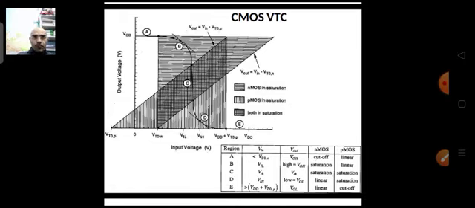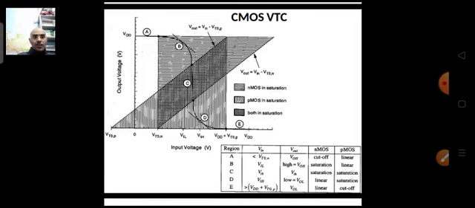starting from VTN till the point where Vout is greater than Vin minus VTN, your NMOS is in saturation. So your NMOS is in saturation in region B and region C, whereas PMOS is in the linear region in region B, and it operates in saturation in region C. So in region C, both NMOS as well as PMOS operate in the saturation region.